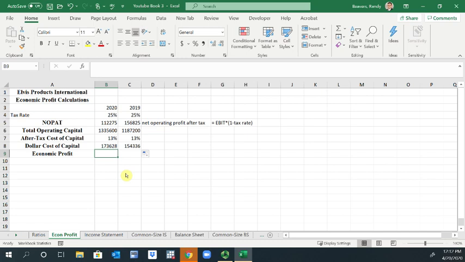society. So this is going to be equal to, well, we start off with the net operating profit after tax minus the dollar cost of capital, and you get a negative number. So negative 61,353 for 2020, but in 2019 it's barely profitable. So you can see that debt enlargement really still hasn't helped Elvis be profitable, and it's actually a detriment or debt to society. So that is not good with regards to the economic profit of this particular company.